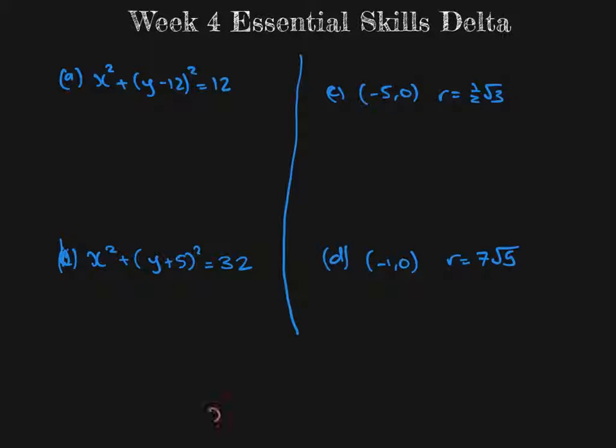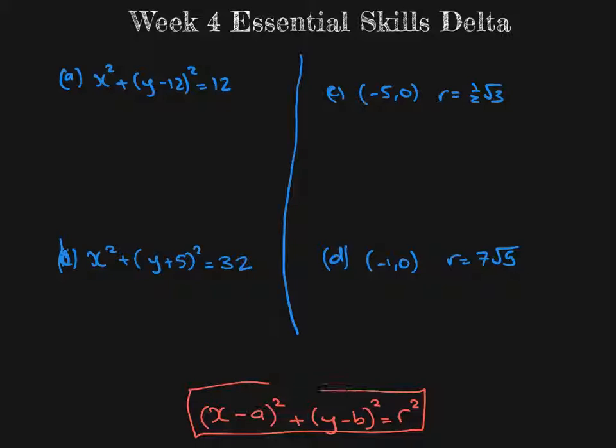We're going to be using the equation of the circle (x − a)² + (y − b)² = r², where (a, b) is the centre of the circle and r is the radius.